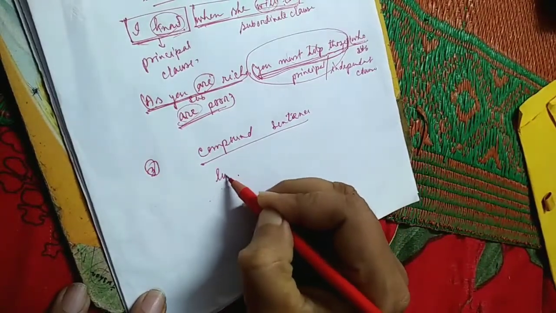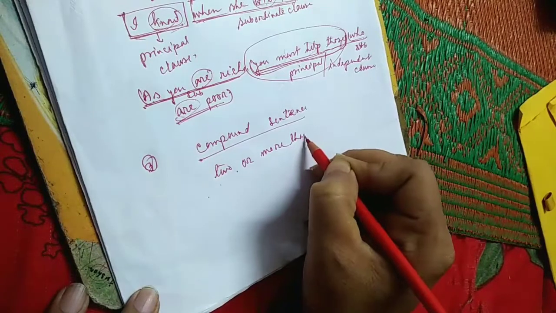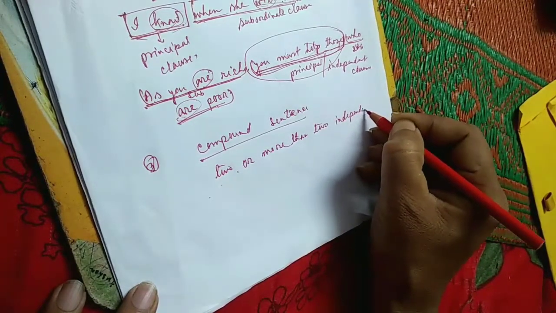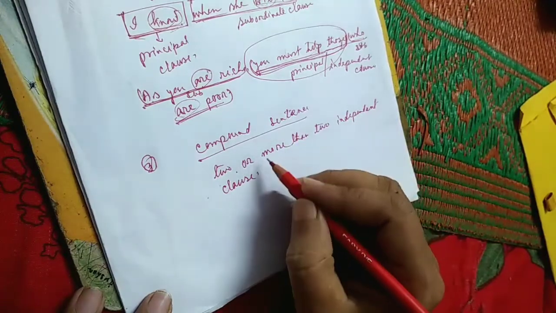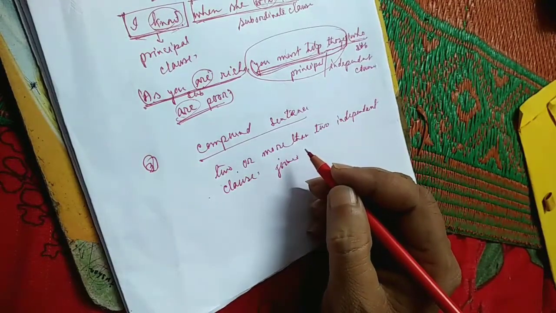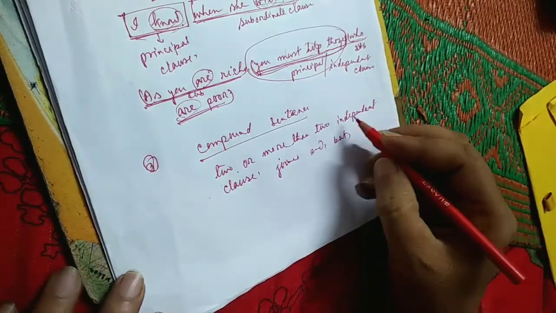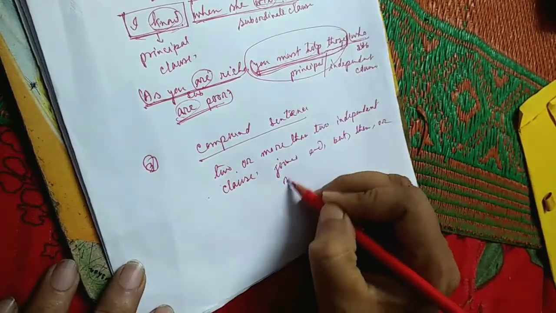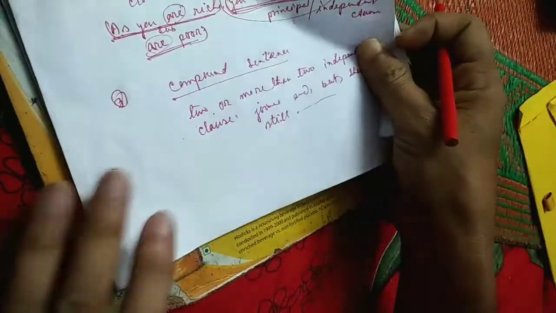A compound sentence contains two or more than two independent clauses, and these types of sentences must be joined with and, but, then, or, still, therefore, however, etc.